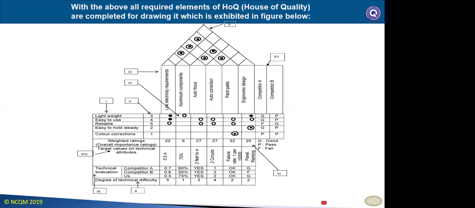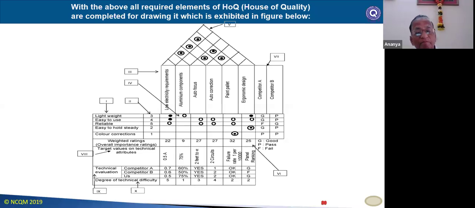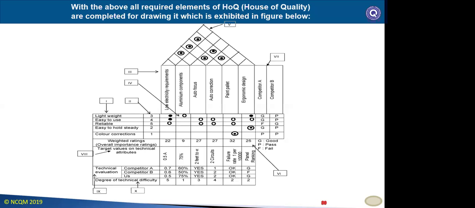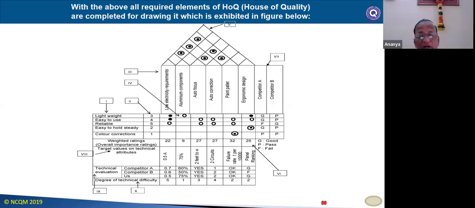Now, if you have to implement the things listed under 3, that is low electricity requirement, aluminum components, and all these requirements, then the technical difficulty in case of number 1 is that it is very difficult to achieve 0.5 ampere. So going for this low electricity requirement is a difficult task.